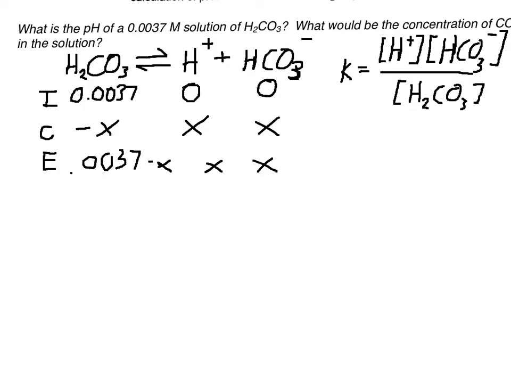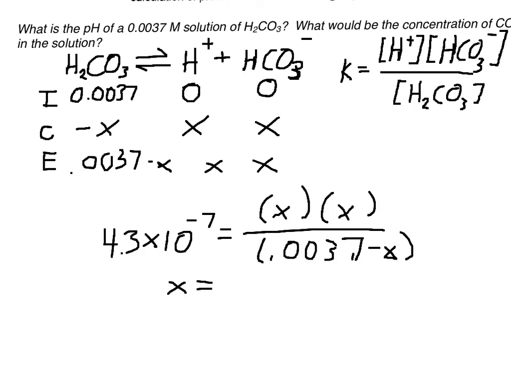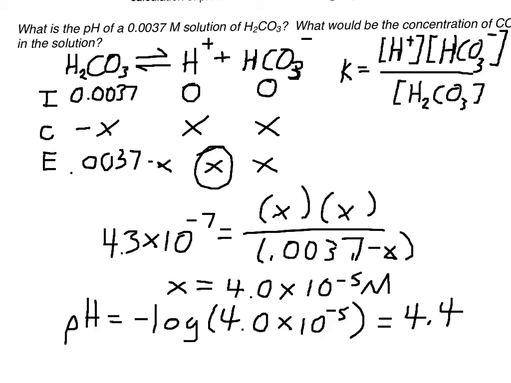And like I said, I'm going to use the value of K that I had up above and plug that into my equilibrium expression. When I do this and solve for x, I get 4 times 10 to the negative fifth molar. Now this is equal to my concentration of hydrogen ions, so I can use that to find pH and get a pH of about 4.4.